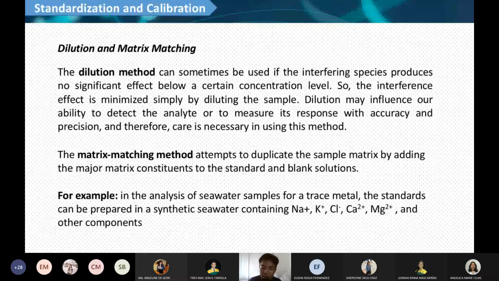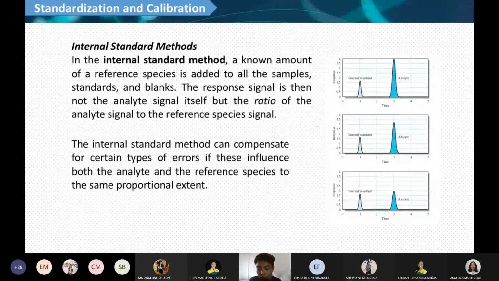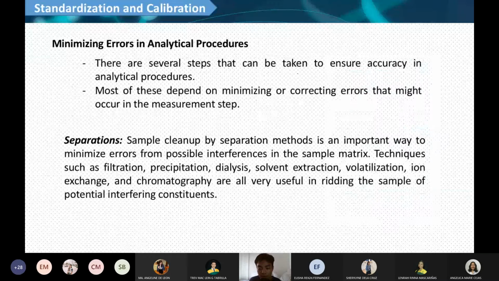Okay. And then last one, we have the matrix matching, wherein you duplicate whatever is in your original solution. And then later on, if you do chemical analysis, you check kung saan may differences. Okay? Pag may nakita kang differences, you can determine the concentration of your analyte just using some equations. So, yan. Okay, so that's how we lessen errors when doing chemical analysis.